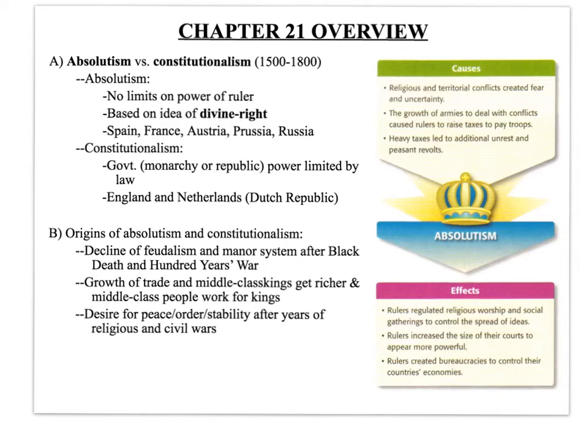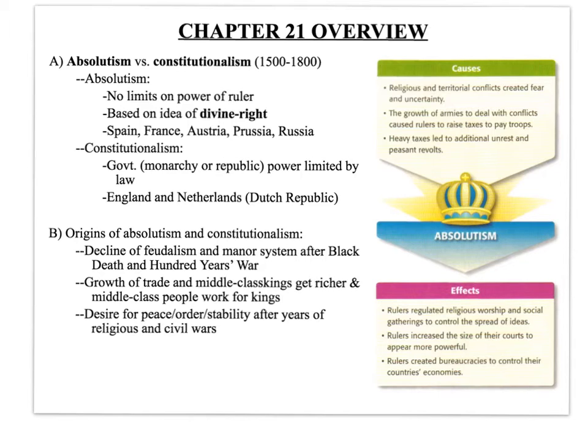And a lot of this is based on this idea called divine right, which you see bolded there under absolutism. And divine right was the idea that the power of the ruler came directly from God. And as the representative of God on earth, the ruler didn't have to answer to anyone but God. So his subjects were just supposed to obey him without question because he was God's representative on earth.